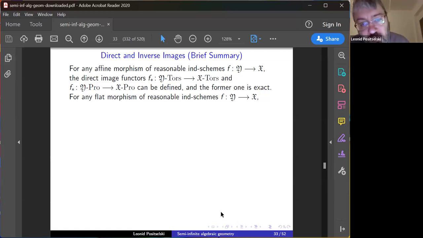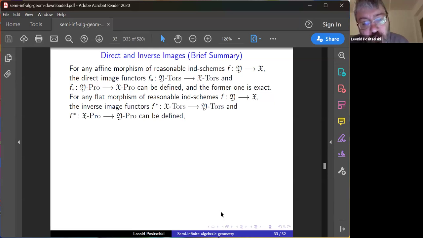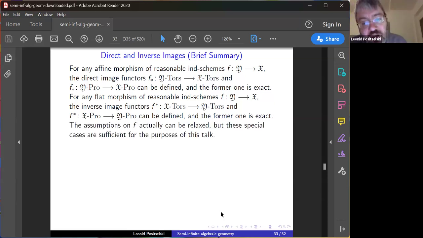For any flat morphism of reasonable ind-schemes, the inverse image functors f upper star from X-tors to Y-tors and from X-pro to Y-pro can be defined, and the former one is exact because the morphism is assumed to be flat. The assumption on f actually can be relaxed, but these special cases are sufficient for the purpose of this talk.